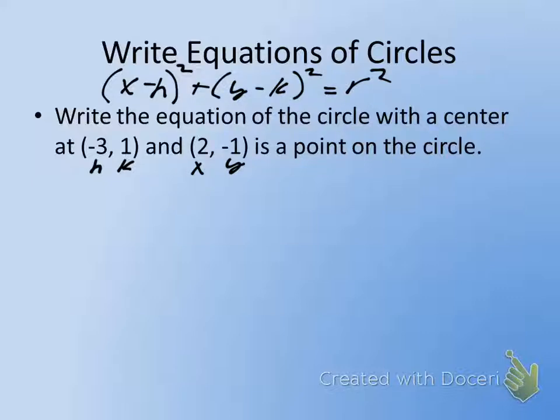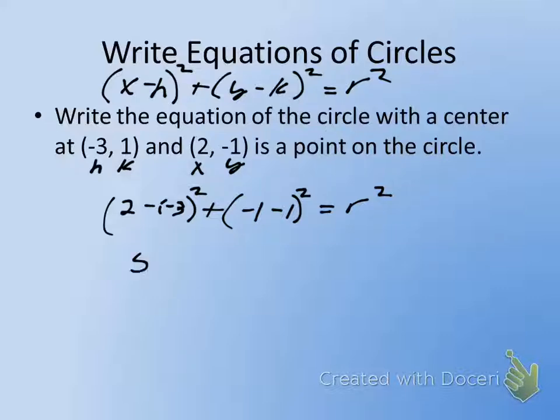So, you plug everything in. x is 2, so 2 minus negative 3, squared, plus y is negative 1 minus 1, quantity squared, equals r squared. Okay, so 2 plus 3 gives you 5. Negative 1 minus 1 gives you negative 2. 5 squared is 25. Negative 2 quantity squared is 4. 25 plus 4 is 29. 29 equals r squared.